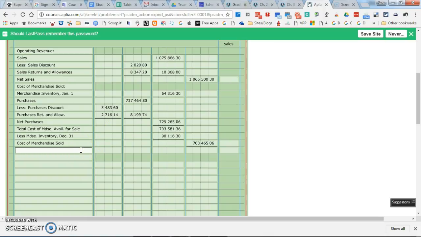And then our next line is going to be our gross profit on operations. So we will take our net sales minus our cost of merchandise sold. So $362,035.24.